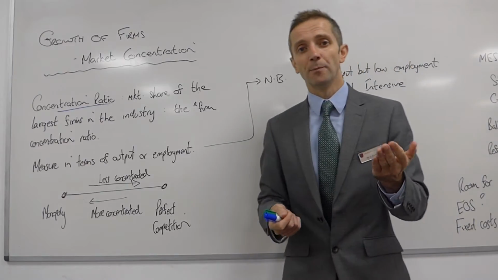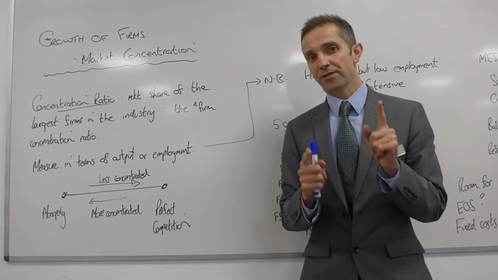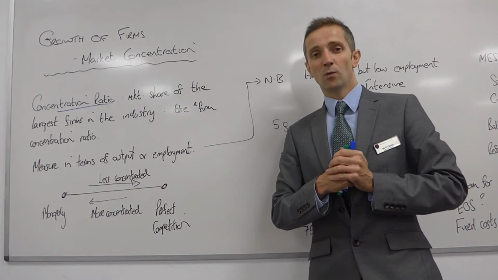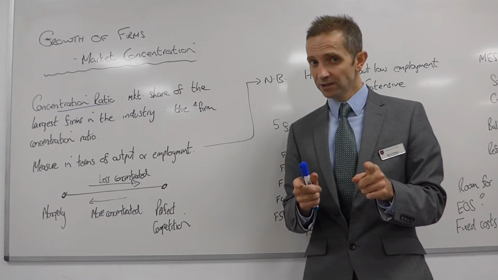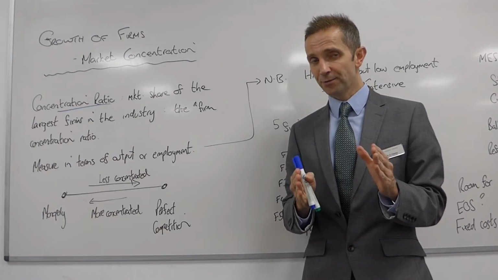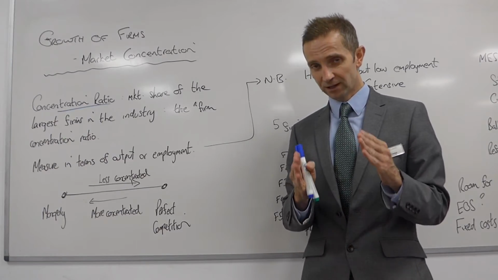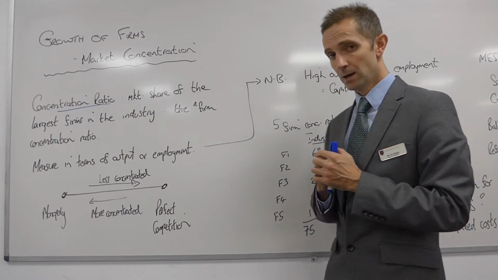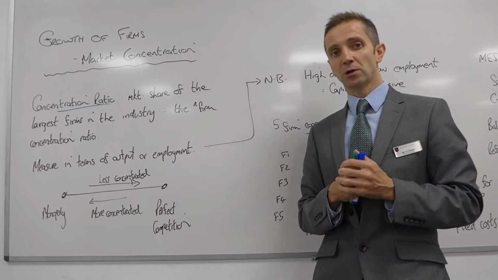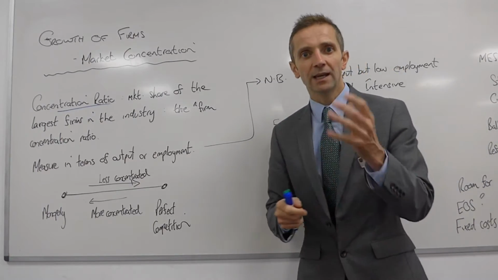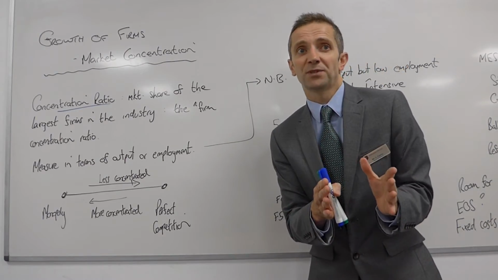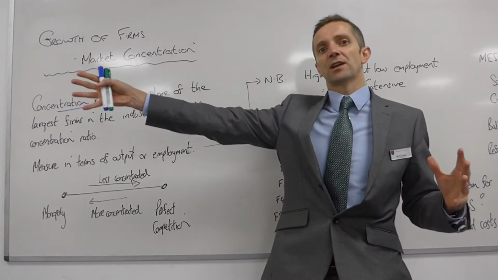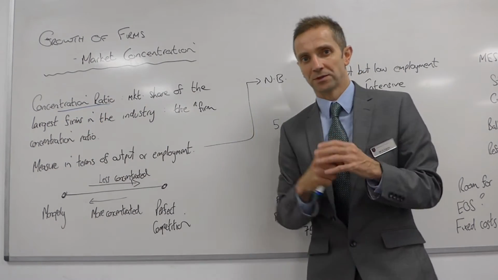So let's say, for example, we had a 3 firm concentration ratio which was 80%. That would mean that the market is dominated by 3 relatively large firms. But if the 3 firm concentration ratio was only 10%, that would mean that 3 firms occupied 10% of the market, leaving 90% probably for many other firms.